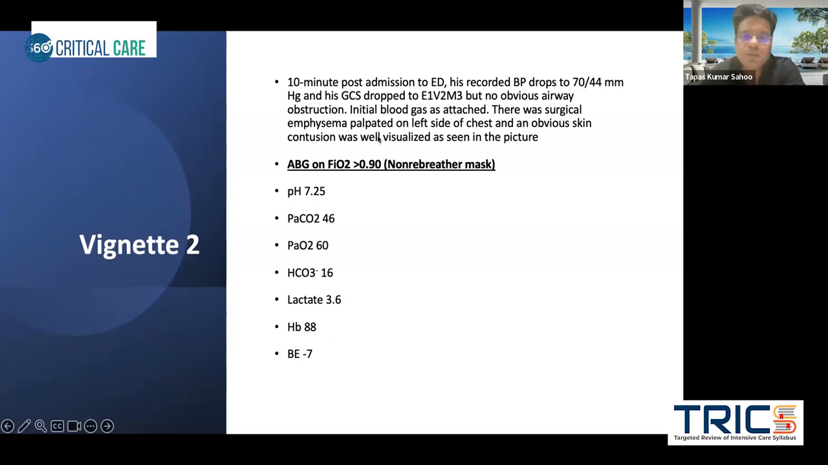There was surgical emphysema palpated on the left side of the chest, and obvious skin contusion was well visualized as seen in this picture. Now, the ABG on FiO2 more than 0.9 on non-rebreather mask is pH 7.25, CO2 46 millimeter mercury, PO2 60 millimeter mercury, bicarbonate 16, lactate 3.6, hemoglobin 8.8 gram per deciliter, and base excess of -7. So definitely this patient is having acidosis, both metabolic as well as respiratory, and organ perfusion is not happening well. So this patient is actually worsening right now.